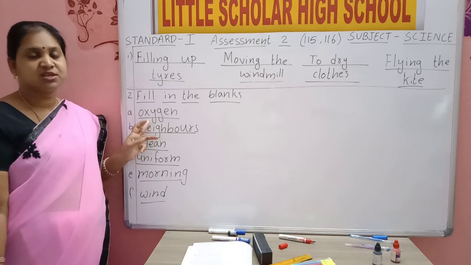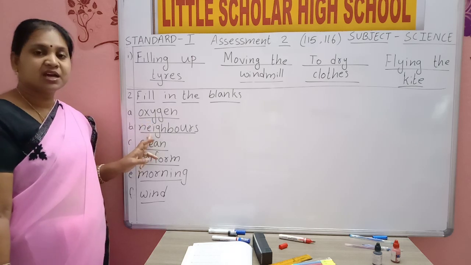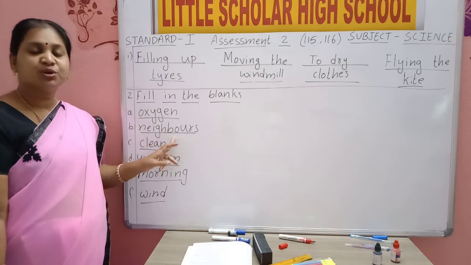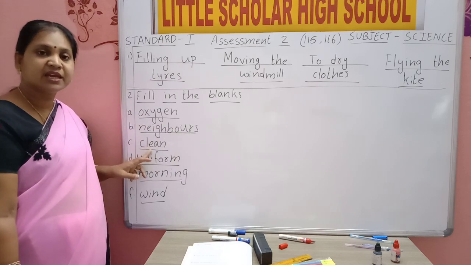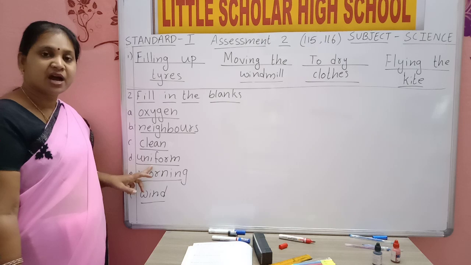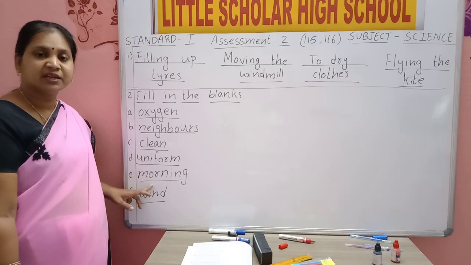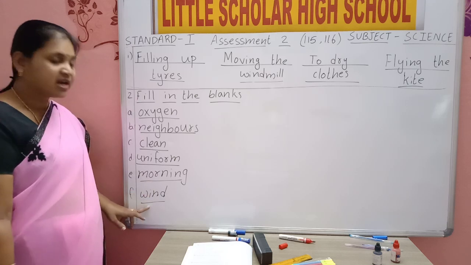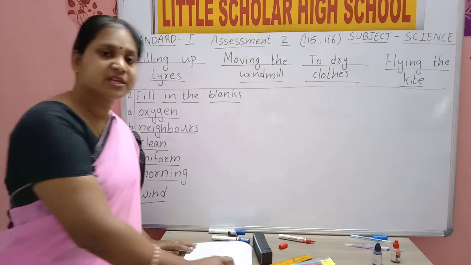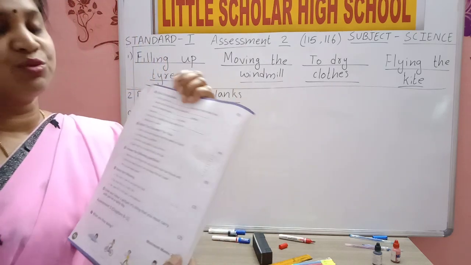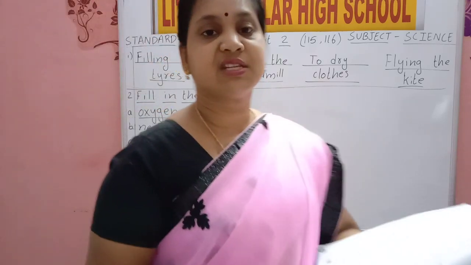O-X-Y-G-E-N, oxygen. N-E-I-G-H-B-O-U-R-S, neighbors. C-L-E-A-N, clean. U-N-I-F-O-R-M, uniform. M-O-R-N-I-N-G, morning. W-I-N-D, wind. Yes, did you finish filling the blanks in your textbook? In these gaps, you should write these words. Okay, completed? Write it neatly. Those who did not finish, see the board and write.